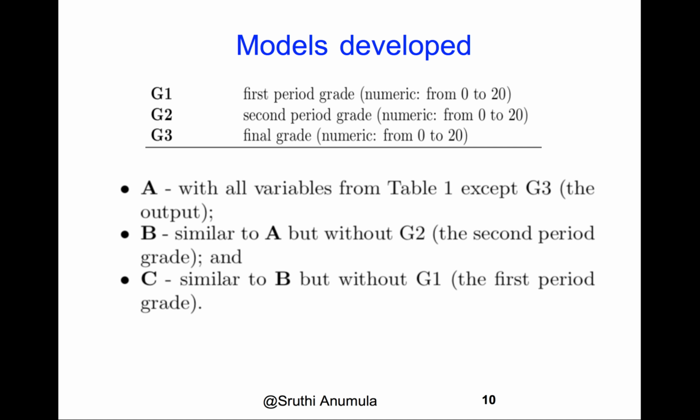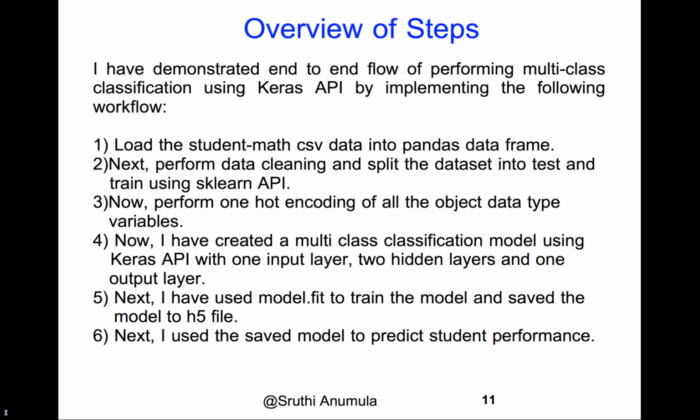As instructed in the paper, I am going to develop 3 models named A, B and C. Model A will consist of all the features except the final grade. Final grade is the one which we are predicting. Model B is similar to Model A but without the second period grade. Model C is similar to B but without the first period grade.